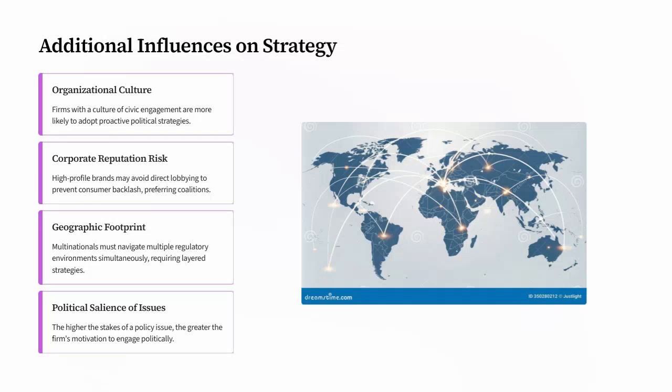Several influences can shape a firm's political strategy beyond the issue itself. Organizational culture matters. Companies with a strong tradition of civic engagement are more likely to take proactive positions. Reputation risk also affects the choice of tactics. High-profile brands may avoid direct lobbying if they fear consumer backlash, and instead work through coalitions. Geographic reach adds complexity, since multinationals must respond to several regulatory environments at once. Finally, the higher the political stakes, the stronger the motivation to engage. Together, these factors determine both whether a firm participates and how visibly it does so.